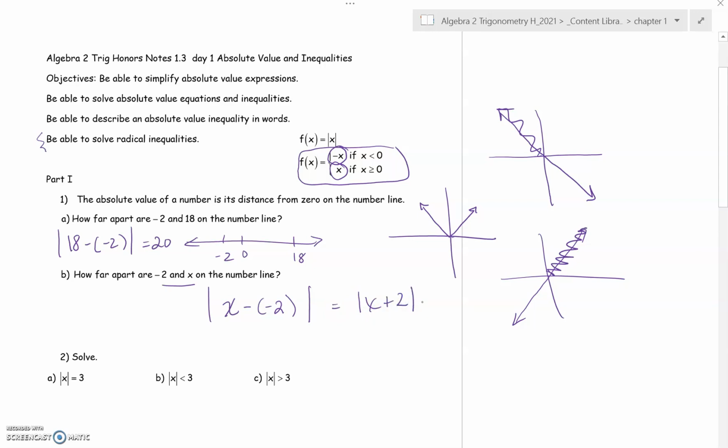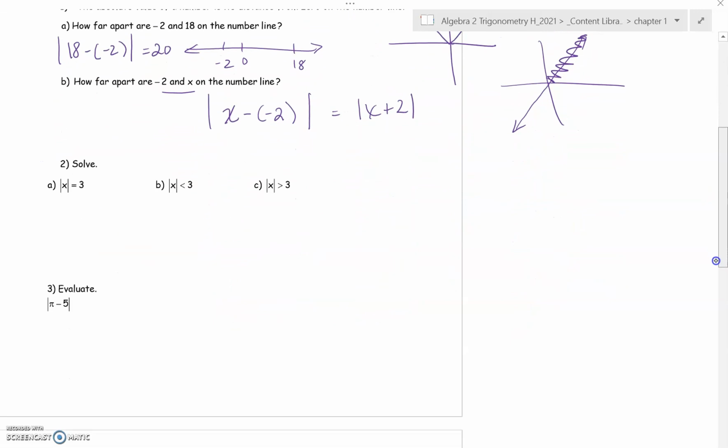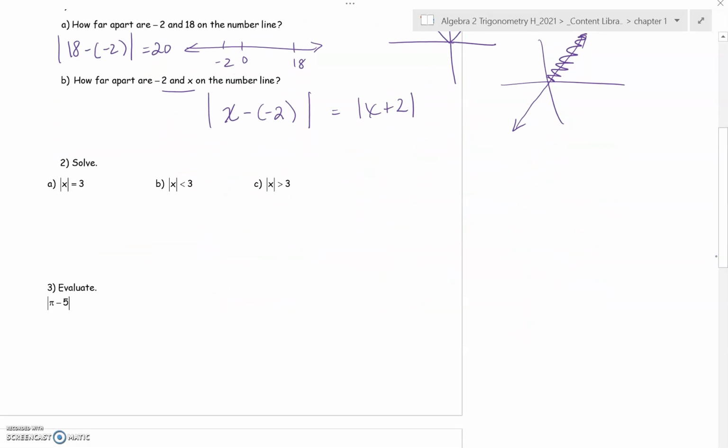Okay, so let's think about absolute value for a little bit. The absolute value of x could be 3, or it could be less than 3, or it could be greater than 3. We have all bases covered here. So let's first think about what happens if you have an equation. If you have the absolute value of x is 3, that means x could be 3, or it could be -3.